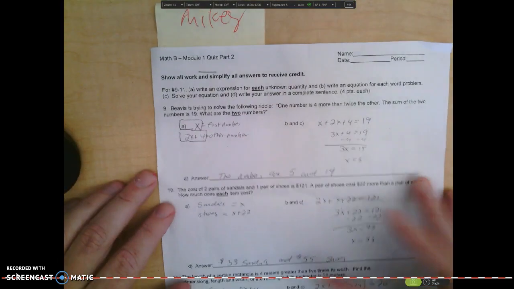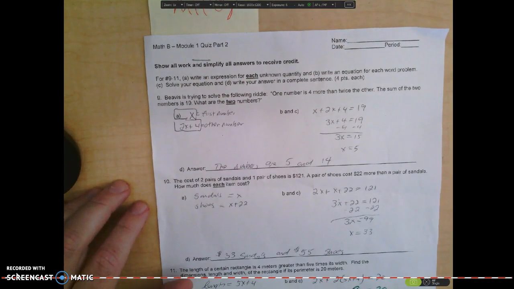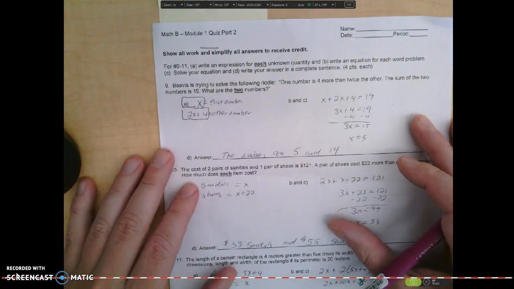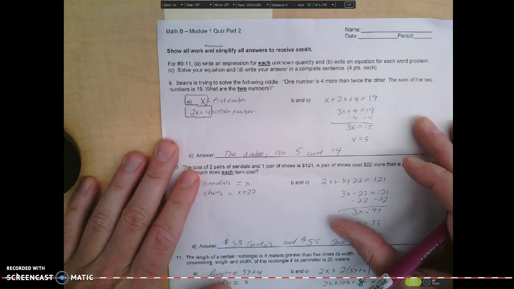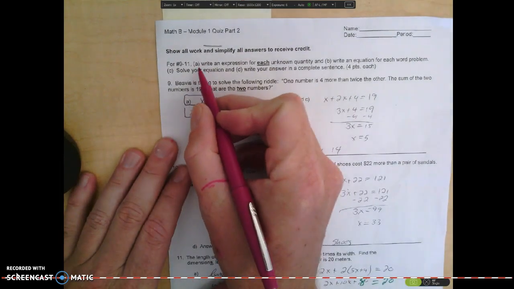Helping you with your word problems. This is your quiz that you were supposed to be prepared for. Anyway, I'm going to go through each problem with you really quick, and hopefully this will help you understand your mistakes. So, first thing is to read the directions.